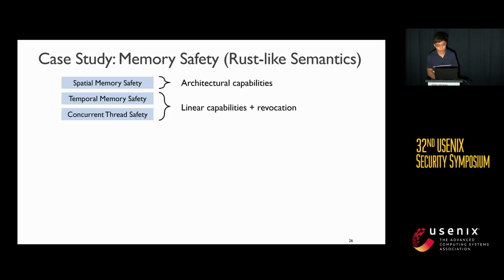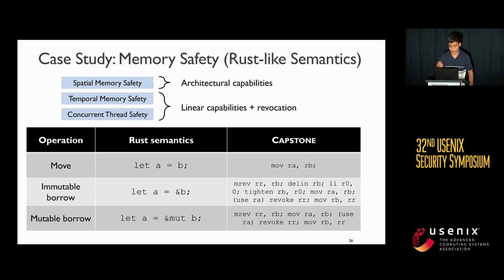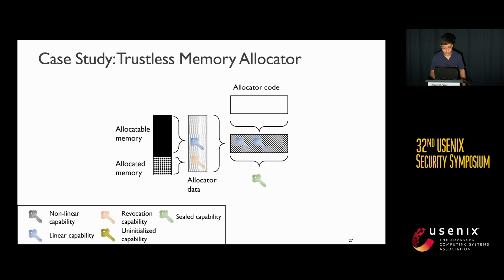In our first case study, we look at memory safety. We find that spatial memory safety can only be provided by architecture capabilities itself. And by using linear capabilities and revocation, we can also provide temporal memory safety and concurrent thread safety. And what's also interesting to note here is that there's a link between certain Rust semantics and primitives provided by Capstone. A second case study is a memory allocator in a trustless setting.